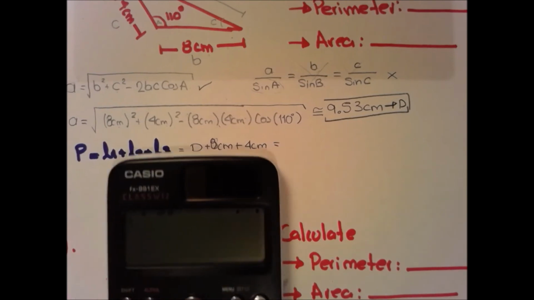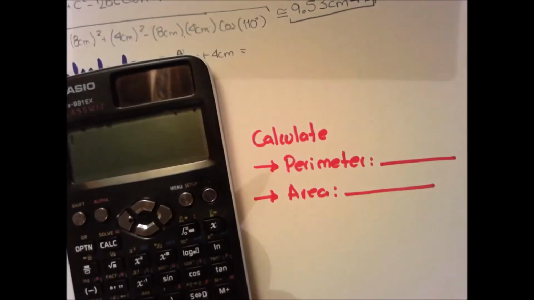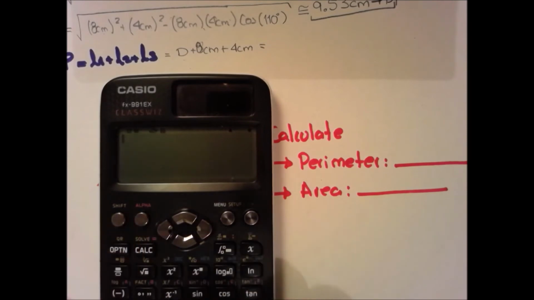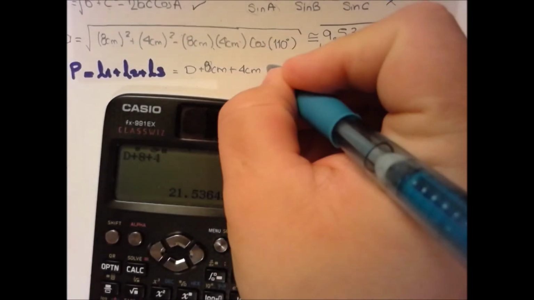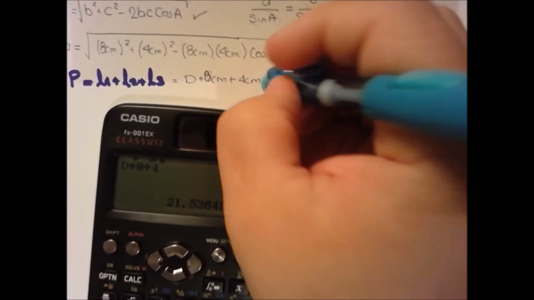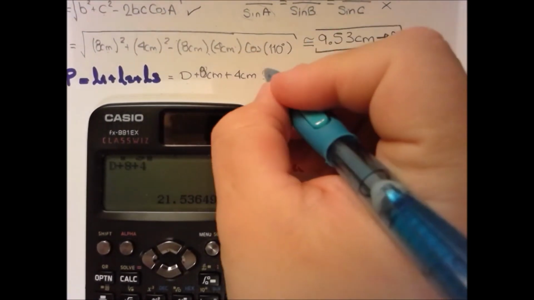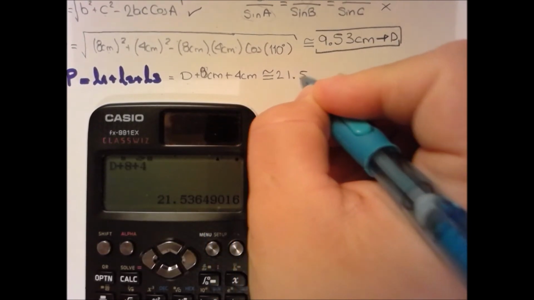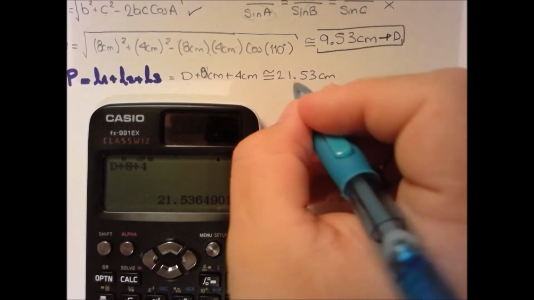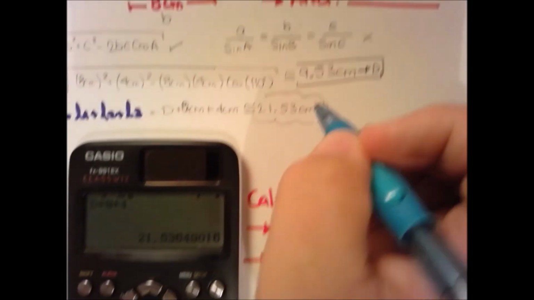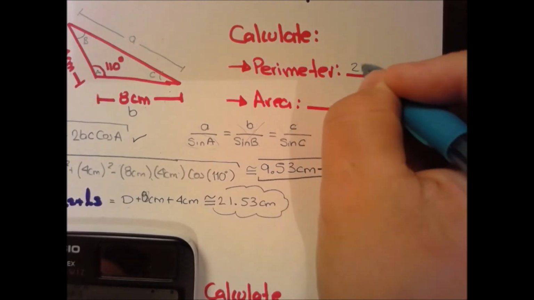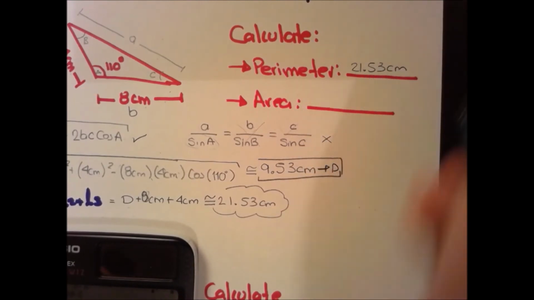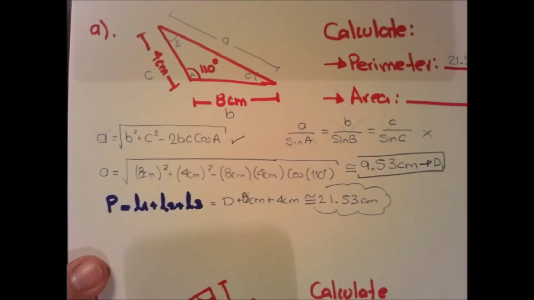So let's calculate it. I'm going to show you. Alpha D plus 8 plus 4. Then we are going to have approximately equal, sorry, it's not a beautiful design, approximately equal to 21.53 centimeters, and this is going to be the perimeter. Let's write it over here, 21.53 centimeters. Now we need to calculate the area.